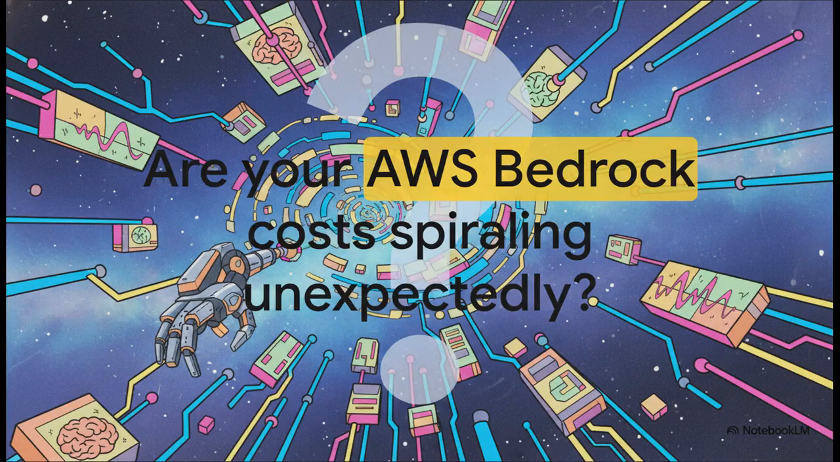Does this sound familiar? You push a new feature, people love it, usage spikes, and then suddenly your AWS bill has an extra comma in it that you definitely weren't expecting. And you're just left there scratching your head, wondering where it's all going and how on earth you can get it under control without crippling your app's performance.